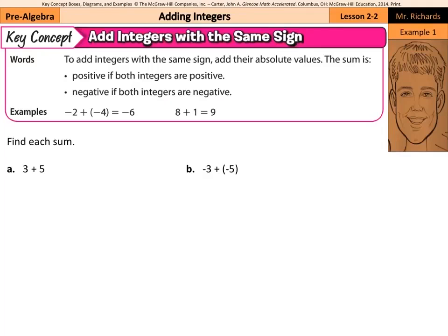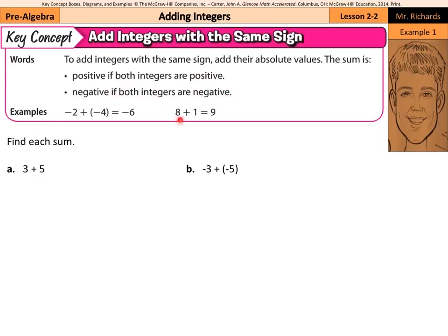In this lesson, we'll learn how to add integers. Our first key concept is adding integers with the same sign. To add integers with the same sign, we add their absolute values. The sum is positive if both integers are positive and negative if both integers are negative.